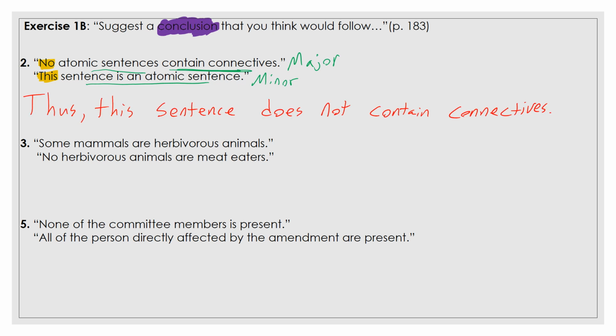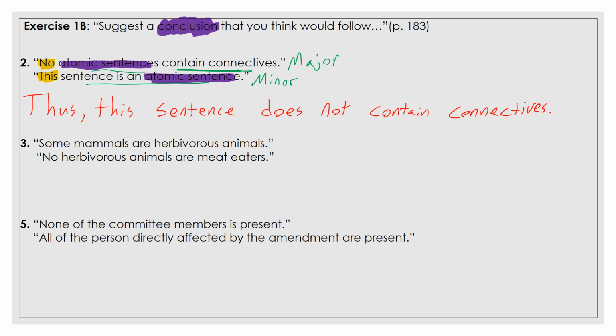So thus, the sentence does not contain connectives. And also another little hint here. In these categorical syllogisms, you will find that in the two premises, there's an overlap of terms. In this case, it's atomic sentences. We have atomic sentences here, and we have atomic sentences here. That's called the so-called middle term in Aristotelian logic. And in a categorical syllogism, it never ever will appear in the conclusion. So that's also a hint in terms of what you should be able to derive from your two given premises.